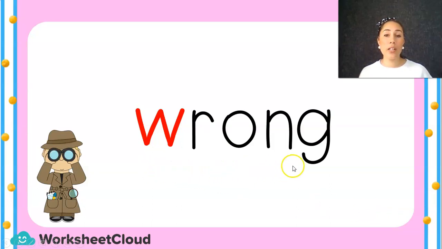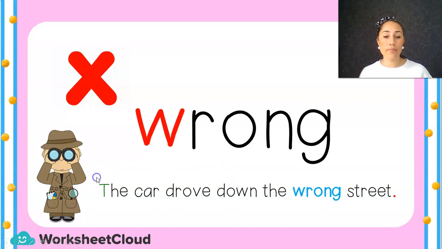We use this word in class if we get an answer wrong. And there we've got a cross for if we get it wrong. We've got a silent W in the front. And we only start reading it from the R, wrong. The car drove down the wrong street.